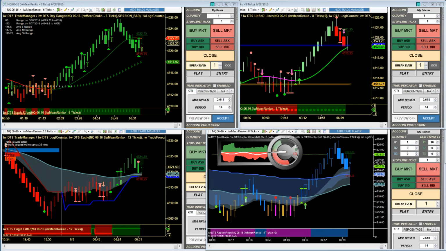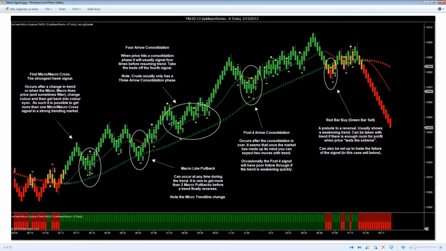First, I've got a couple of what we call cheat sheets. We'll go over the Hawk first. These are what the high probability signals for the Hawk Scalper look like. These are the signals that we're going to focus on finding.